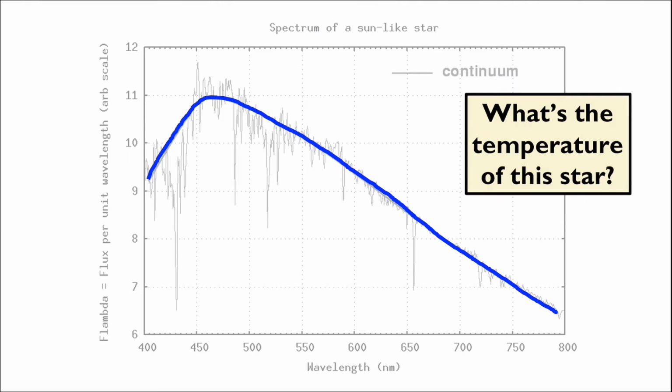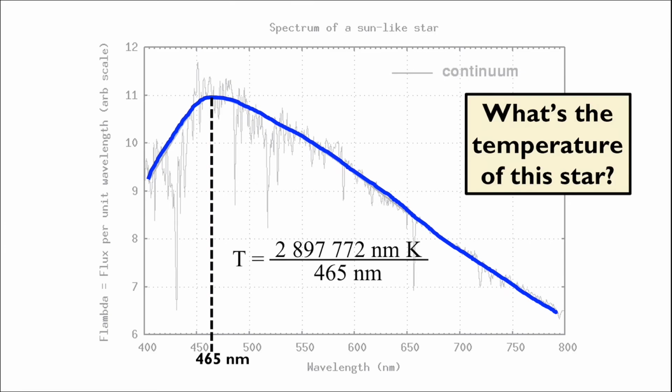Identifying this continuum can definitely help us find the peak wavelength, which in this case is about 465 nanometers. So using that value can give us the temperature of the star by dividing Wien's constant by the wavelength, and we get a value of about 6200 Kelvin, which is slightly warmer than our own sun.